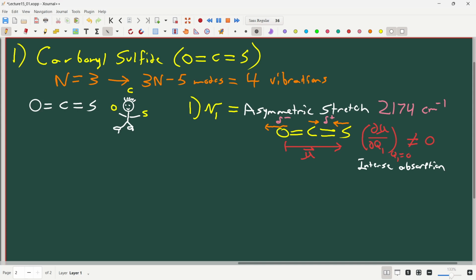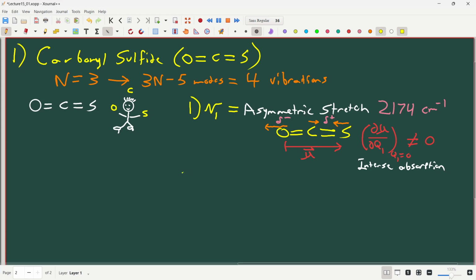It doesn't matter, all I care about is whether it's 0 or not. We can worry about how intense or how strong it is another time. But in some ways, you just want to ask a yes or no question. And here it's very easy to analyze. It's yes. It's IR active, an intense absorption. So let's try the next one.